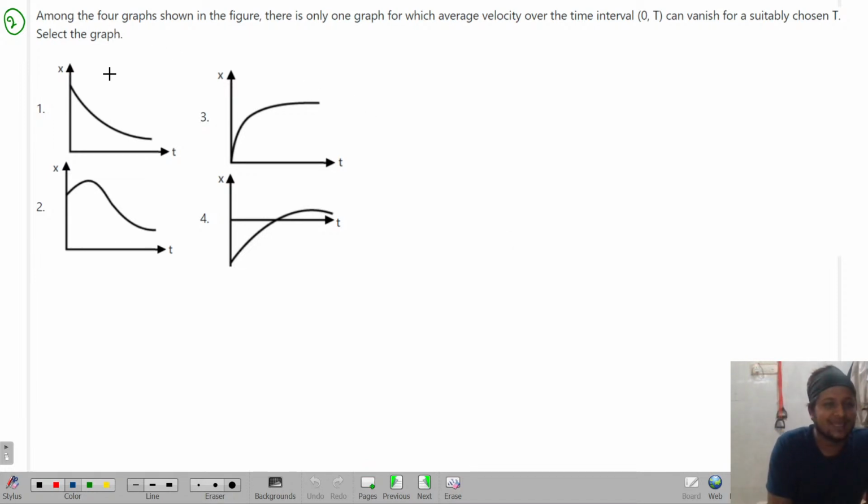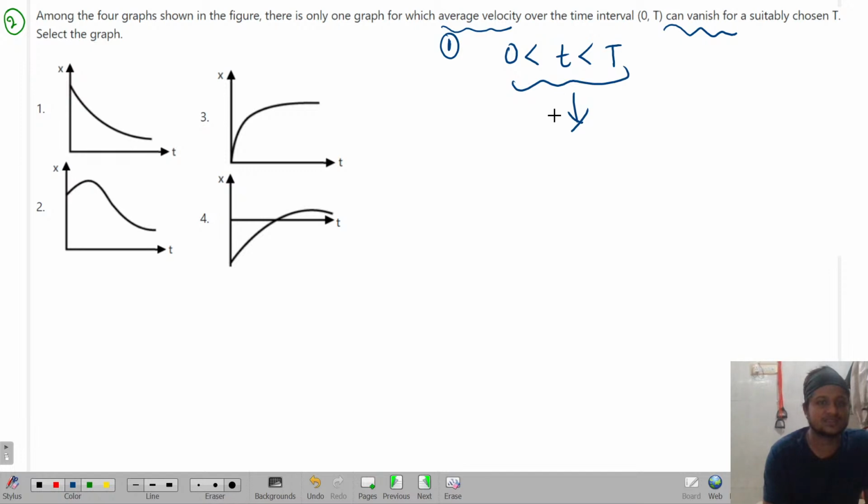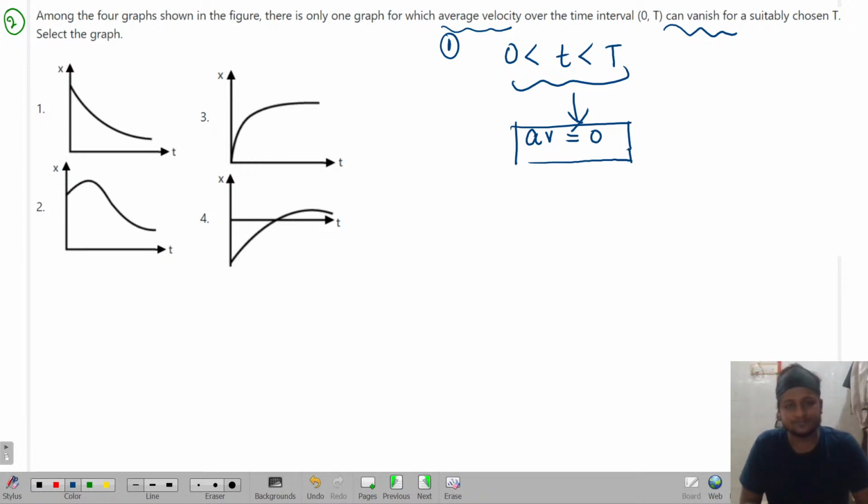It is saying that in these 4 graphs there is one graph in which the total average velocity of the body is going to get 0. Vanish means what? It is going to get 0 between the time interval 0 comma t. Understood or not? Between the time interval of 0 and t. What is going to happen in this time interval? Average velocity is going to be 0. You have to make your average velocity go to 0.